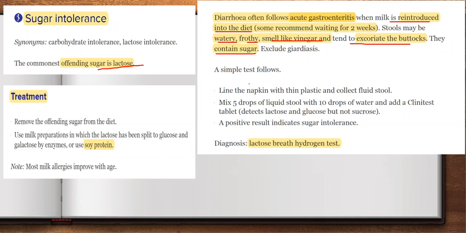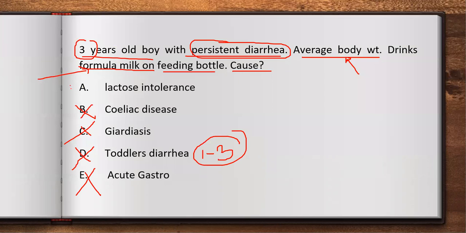The stool contains sugar. How to diagnose lactose intolerance? You can do a lactose breath hydrogen test. Treatment is mainly removing the offending sugar from the diet, which means you cannot give this sort of patient formula milk or even sometimes cow's milk. What you can give are milks which do not have lactose. So lactose free milk, which is very commonly available in Australia, we can give it. If lactose free milk is not an option, then you can give soy milk also. So in this case, it's most likely lactose intolerance.